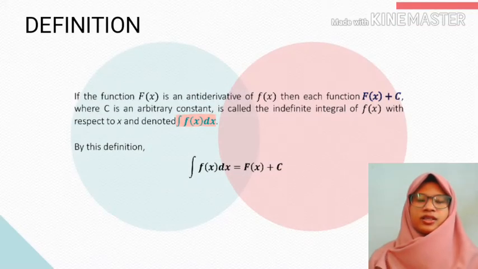Definition: if the function F(x) is an antiderivative of f(x), then each function F(x) plus c, where c is an arbitrary constant, is called the indefinite integral of f(x) with respect to x, and is denoted as the indefinite integral of f(x). By this definition, the integral of f(x) dx is F(x) plus c, where f(x) is called the integrand, x is called the variable of integration, and c is the constant of integration.